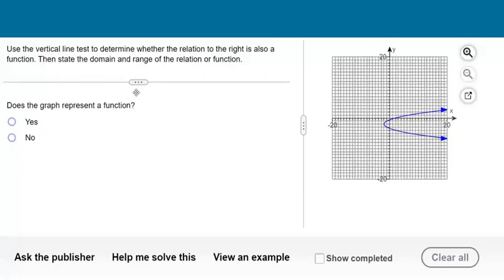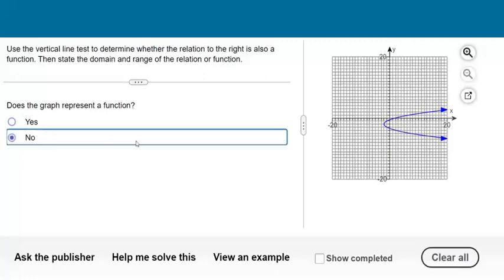We're asked to use the vertical line test to determine whether this blue curve is a function. The vertical line test is just where you imagine a straight up and down line going down through, crossing through your graph. And if it crosses at two or more places, then it is not a function. Okay, that's because one input is supposed to match up with just one output.